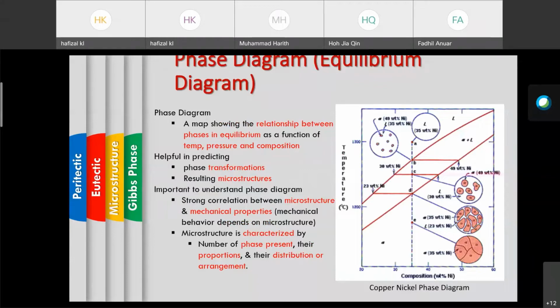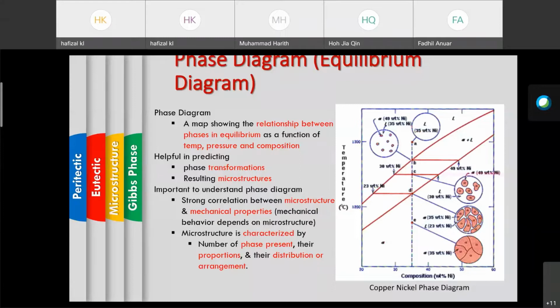On the y-axis we have temperature. We vary the temperature, or we look at the temperature decreasing during the cooling process, starting from the highest, the molten composition of the element, then cooling down, and what will happen during this process. Then we have the x-axis.